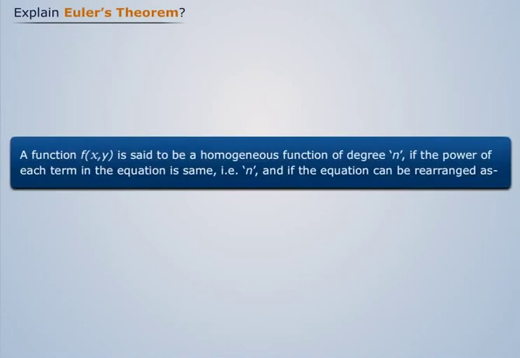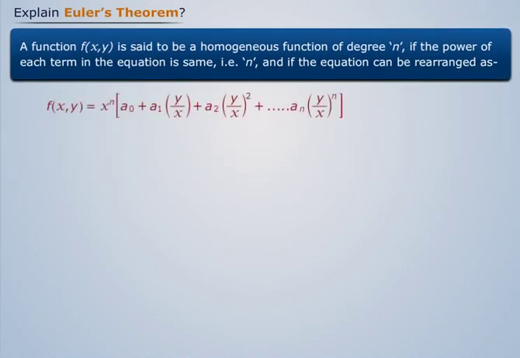A function f(x, y) is said to be a homogeneous function of degree n if the power of each term in the equation is the same, that is, n, and if the equation can be rearranged as. Let's consider function f(x, y) with the equation as, the function g(x, y) with the equation as.